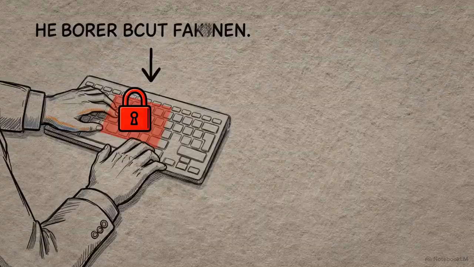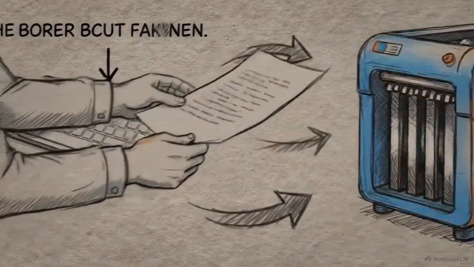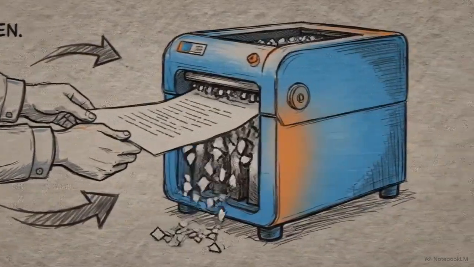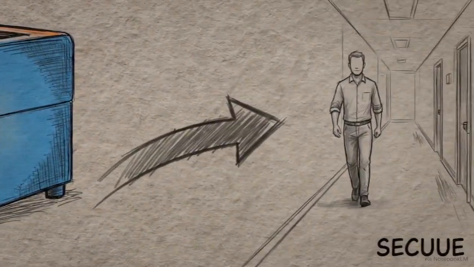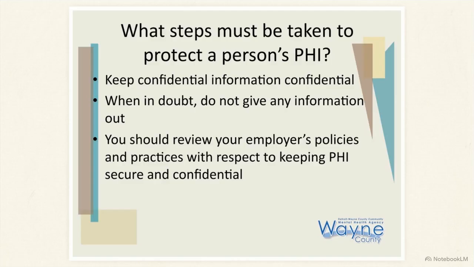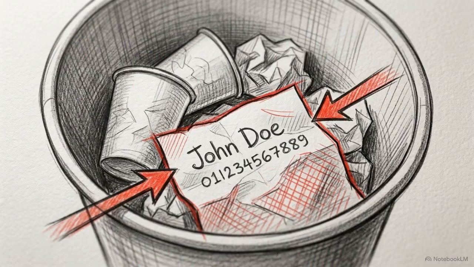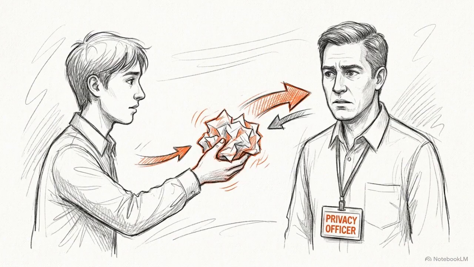Verify the need to know before accessing any file. Lower your voice in public areas. Shred all relevant paper, and lock your unattended screens. If you ever face an ambiguous situation regarding information sharing, this slide makes it clear. When in doubt, do not give any information out. If you discover an open trash bin violation, or if you encounter a gray area in your daily tasks, bring it to your direct supervisor or your facility's privacy official immediately.